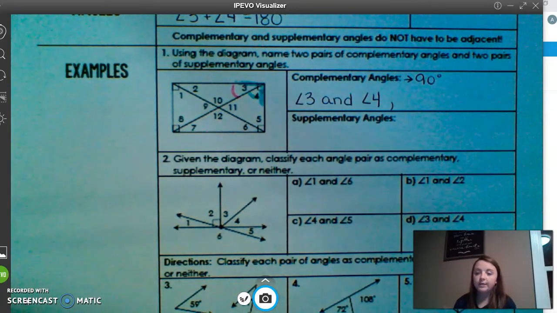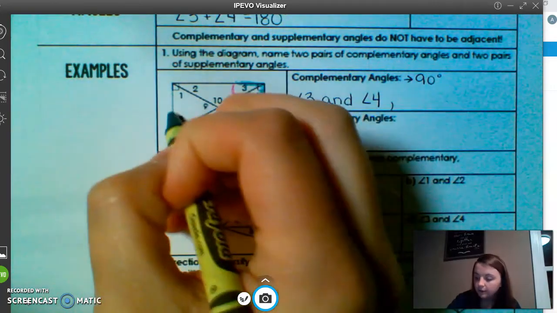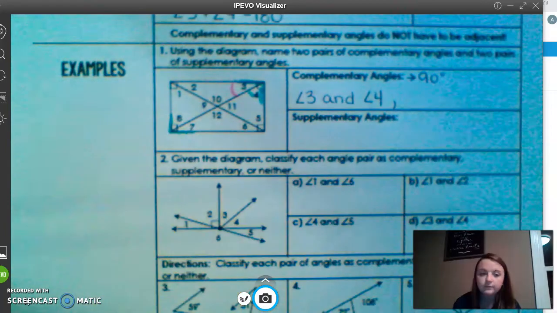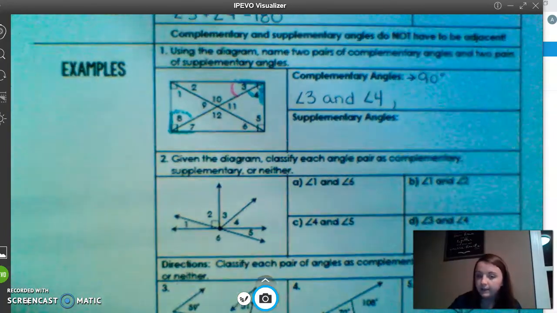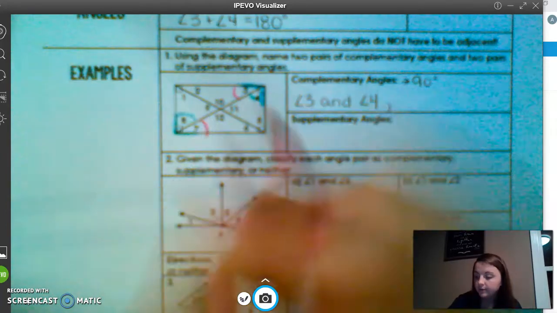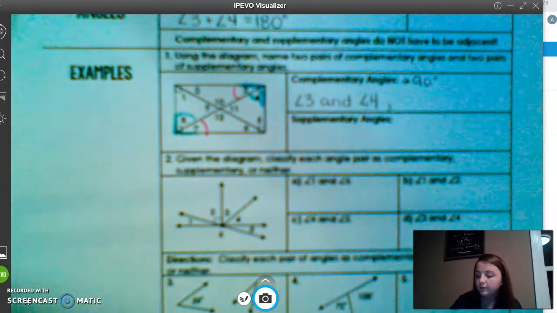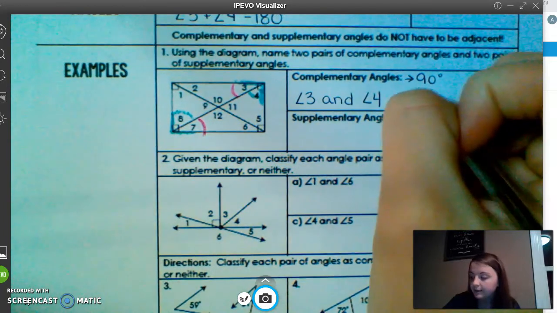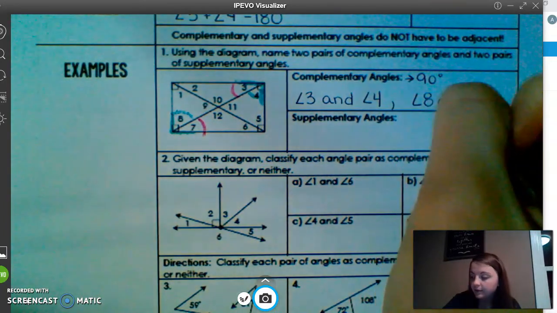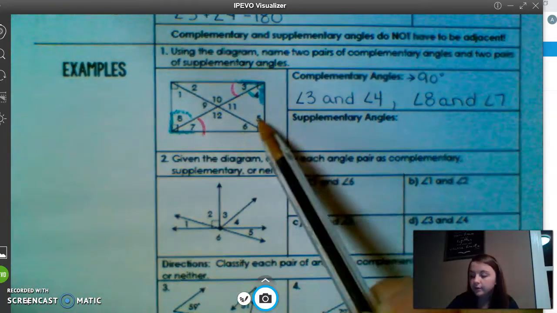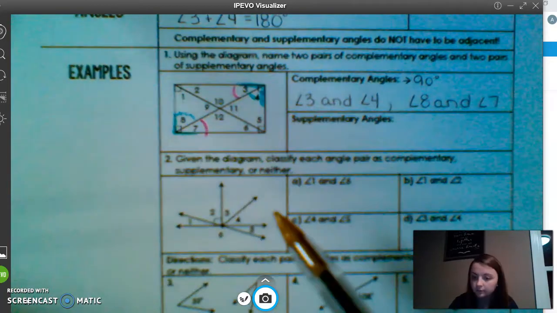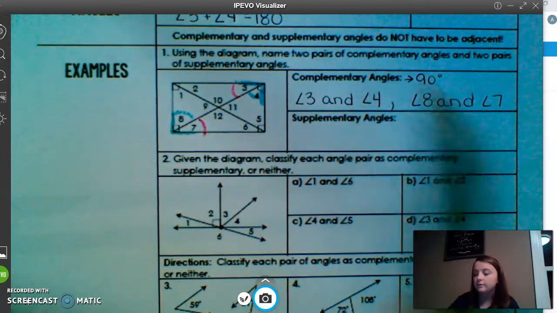But we want two pairs. So the next one, well, I could look right here. Well, angle 8 plus angle 7 together make that right angle. So another pair would be angle 8 and angle 7. Some of you are like, but Miss Brown, why'd you pick those? There's more. Yes, there is more. You could do 1 and 2. You could do 5 and 6. Those work, okay? So don't think that those are the only two pairs.